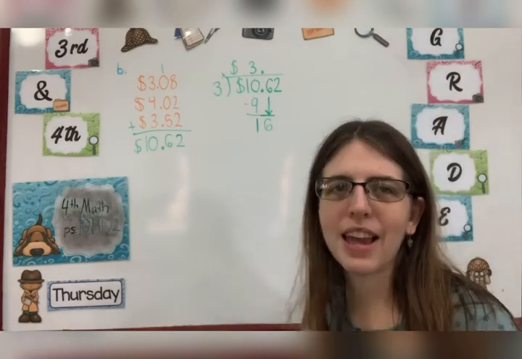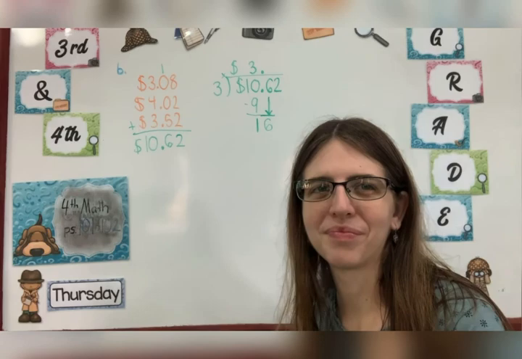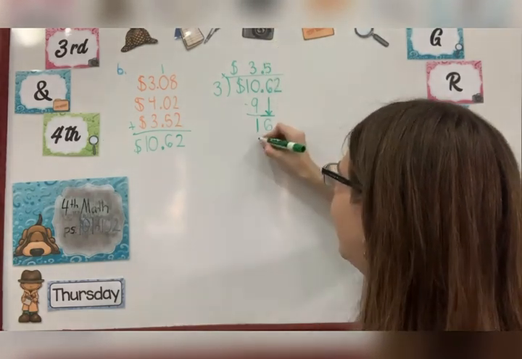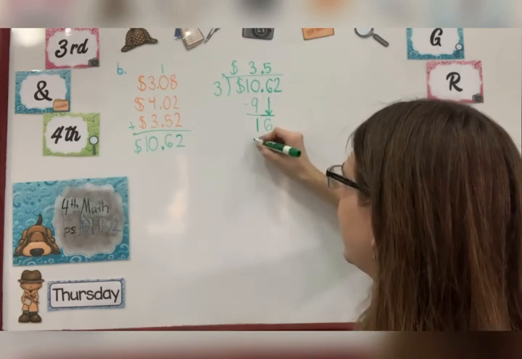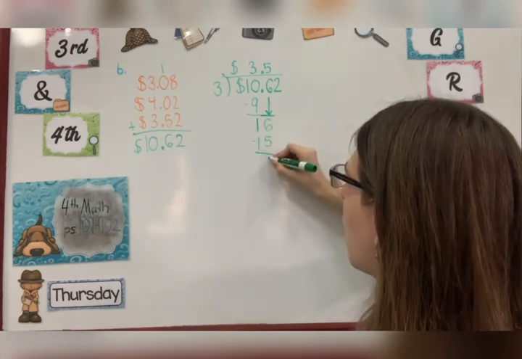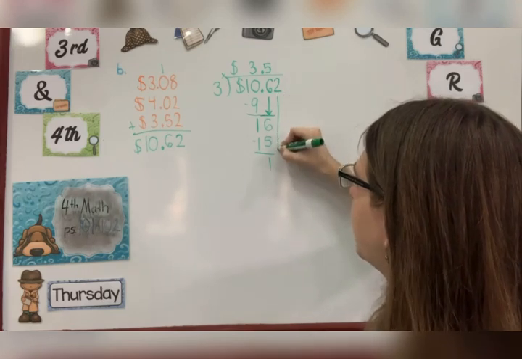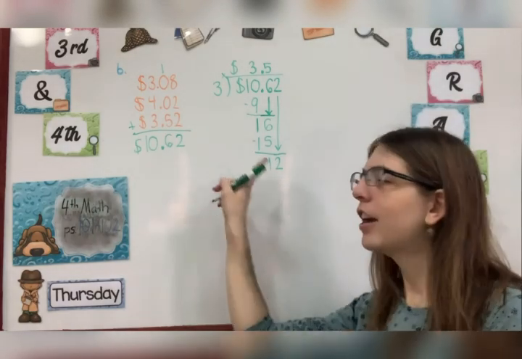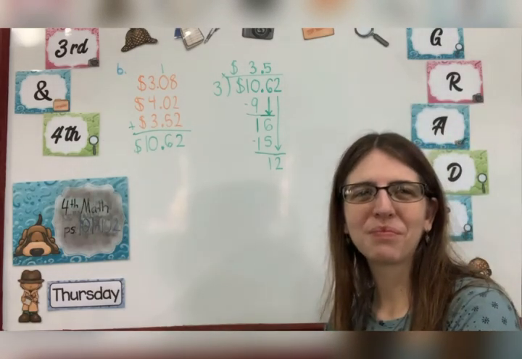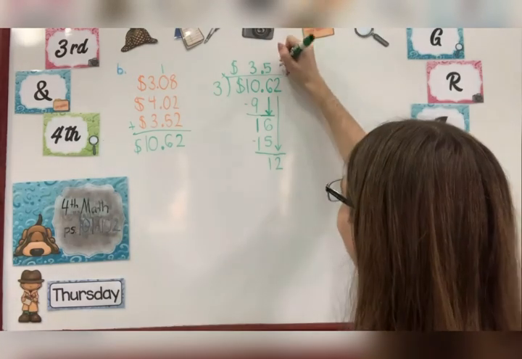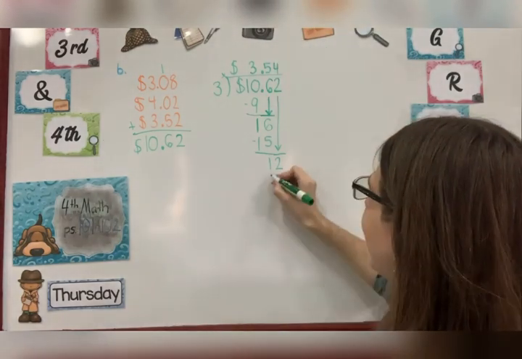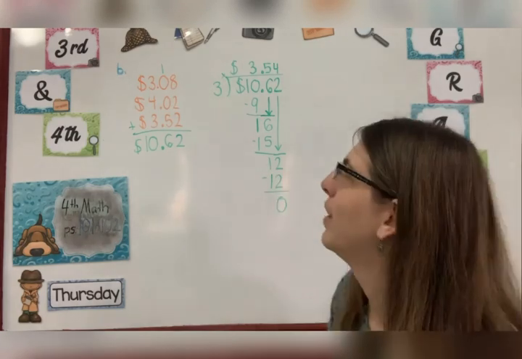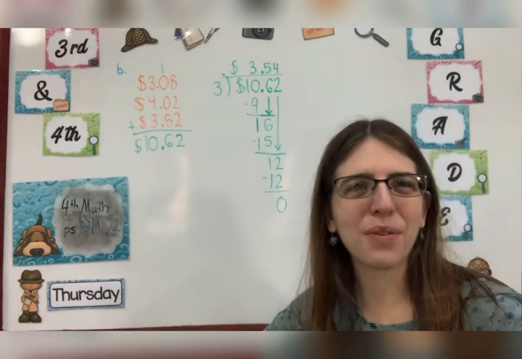16 divided by 3, how many times? 5, very good. 5 times 3 is? 15. 16 minus 15 is? 1. Bring down my 2. Because 1 is less than 3. 12 divided by 3? 4, good job. 4 times 3 is? 12. 12 minus 12 is? 0. So my average is $3.54.